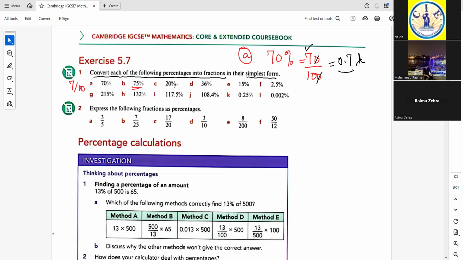Then 75%, part B. It is exactly the same pattern, 75 out of 100. So we need to simplify it. Simplifying it would give me 25 threes are 75 and 25 fours are 100. So the fraction is 3 by 4, and if we wish to convert it into a decimal, that could be 0.75.